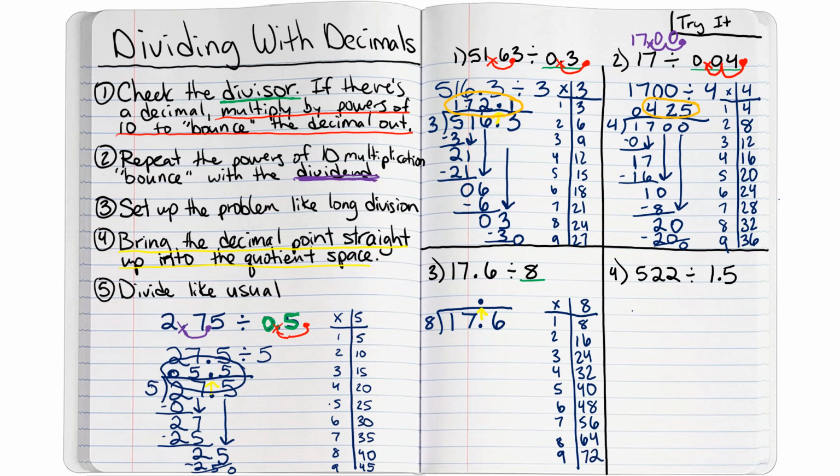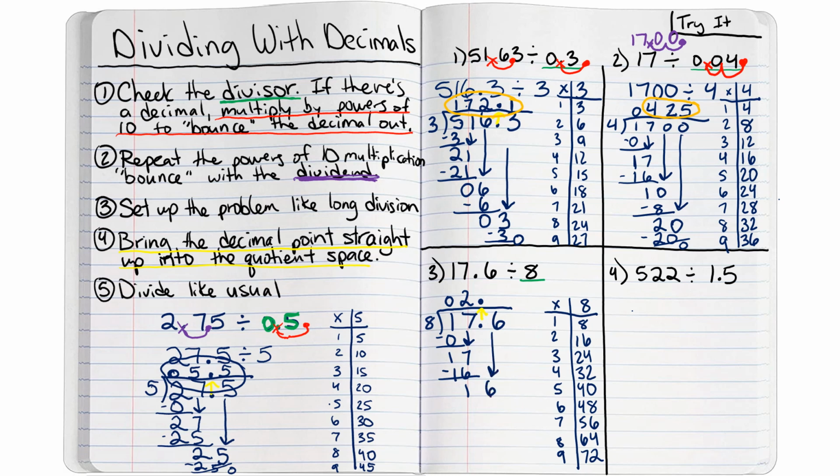All right, 1 divided by 8, 0. I can't make any groups. 0 times 8 is 0. Subtract it away and bring down my next digit. Now I'm working with 17. My closest multiple is 16, which means I can make 2 groups. 2 times 8 is 16. That gives me 1. Bring down my next digit.